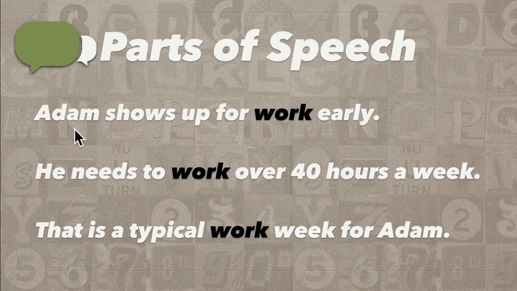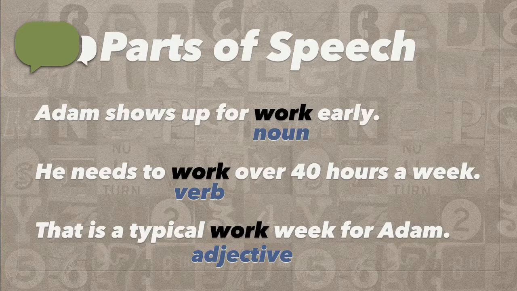For example, Adam shows up for work early. He needs to work over 40 hours a week. That is a typical work week for Adam. Each of these work is different. The first sentence, work is a noun. The second sentence, work is a verb. And the third sentence, work is an adjective. But don't worry, if you're confused, soon you'll understand why work can be a noun, a verb, and an adjective.